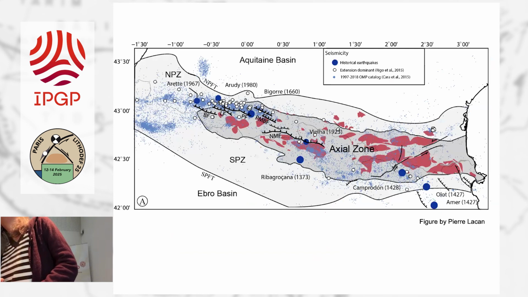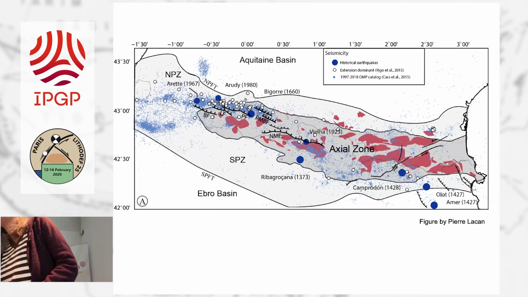This will be the Cerdaña fault. And you see how close it is to this 1428 earthquake, but we already know that it was not sourced here. So the source of this earthquake is still unknown.